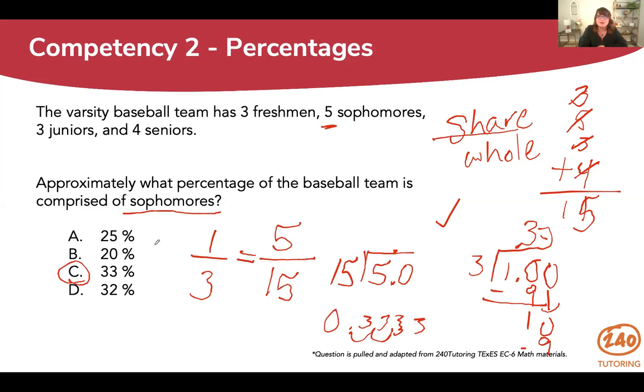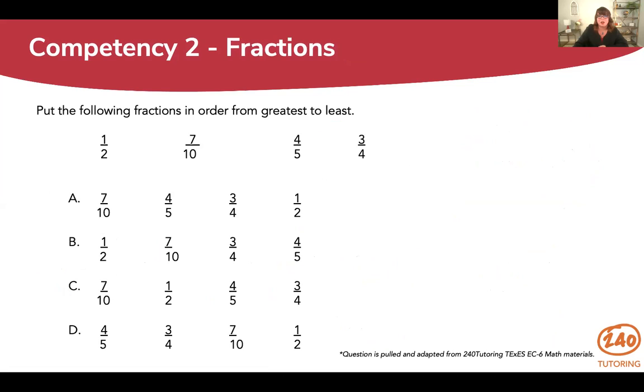It's a good thing to memorize, if you don't already, that 25%, there are 4 quarters in a dollar. 4 25s is the same as a fourth. 20, 20, 40, 60, 80, 100, 1/5. 33% is pretty close to 1/3. 32%, well, that's just odd, okay? So if you can memorize those benchmark numbers when we're looking at percentages, that will help you move through this a little bit faster. Let's do another one in competency 2.